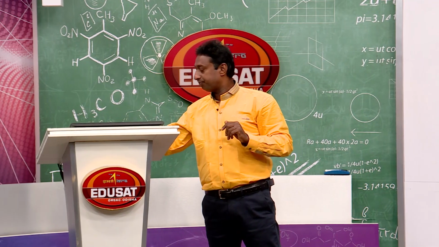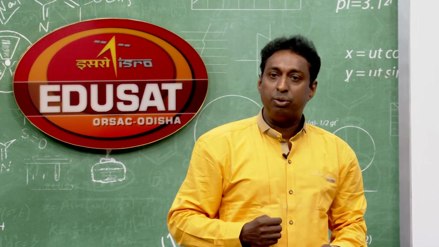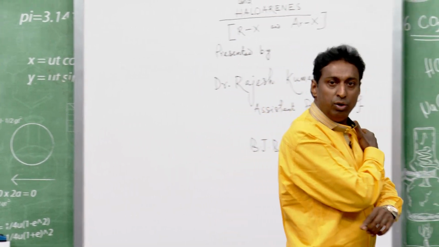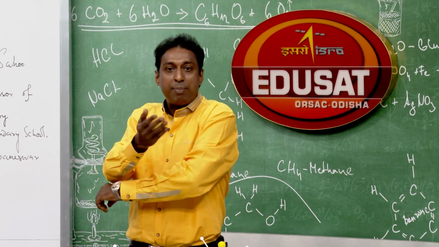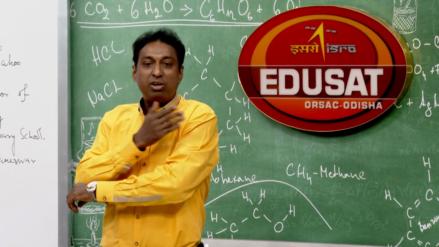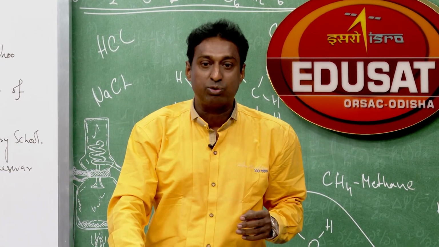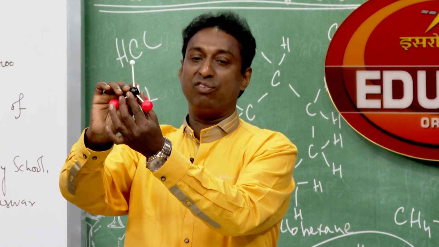Next one, students, antiseptic, a very important one. For example, you have suffered a small injury on your hand and you have gone to the medical center. Then what will the doctor do? He immediately washes the injured area with one type of solvent. We call it an antiseptic, and the structure of this compound is this one, iodoform. This is the iodoform.